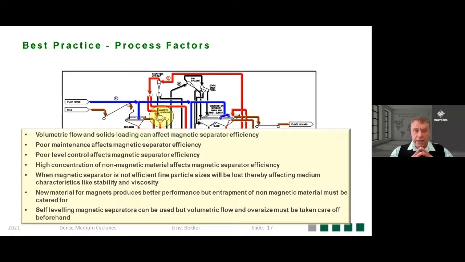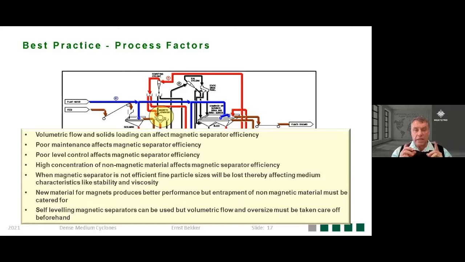On the magnetic separator, your magnetic separator is sized on a volumetric flow and a magnetic loading. So if those factors change, it starts to affect the magnetic separator efficiency. If you've got poor maintenance on your magnetic separator, then you also affect its efficiency. And poor level control. Sometimes the magnetic separator is encapsulated with a safety cage, so you can't see if the level is correct or not. Yes, you can install instrumentation to monitor that. Very important: do monitor the level and have proper maintenance on your magnetic separator.